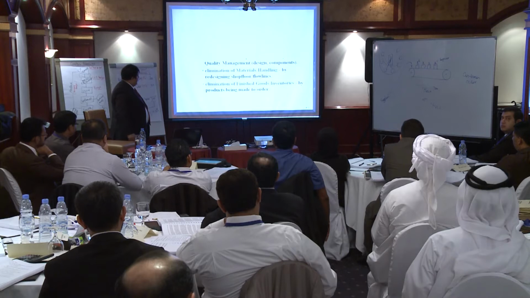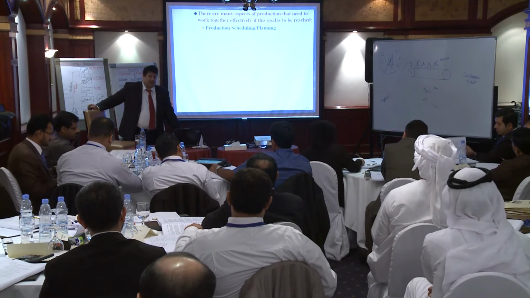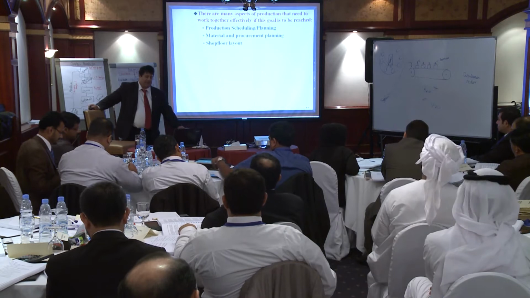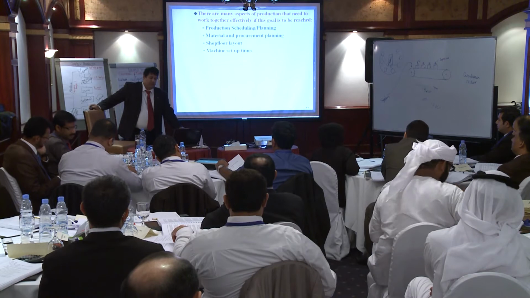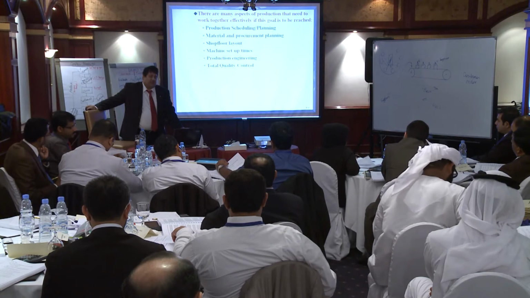Okay, so there are many aspects of production that need to work together effectively if this goal, this ideal, is going to be reached. Production scheduling and planning, material and procurement planning: you must have the right materials at the right time. Shop floor layout: it has to be laid out in such a way that flow lines are very easy. Machine setup times, this is a big one. We had to reduce machine setup times significantly, so there is no longer a long time to wait to set up a machine to do a component. Production engineering, total quality control. All of these areas must work together to achieve this JIT philosophy.